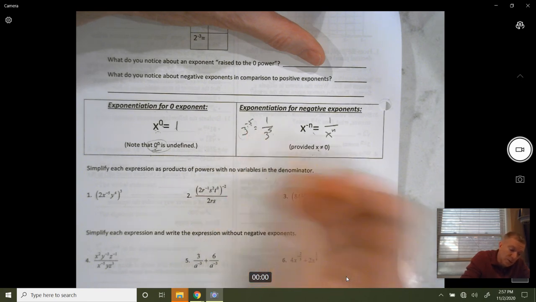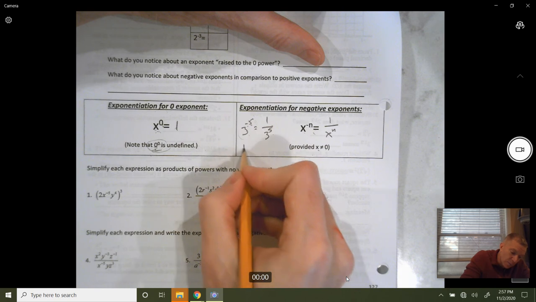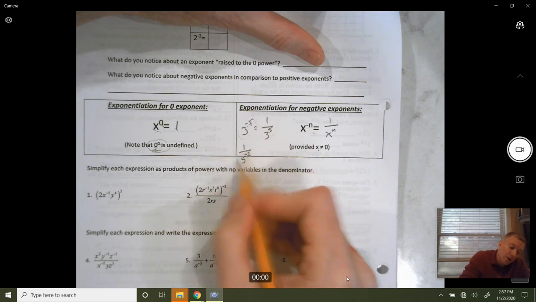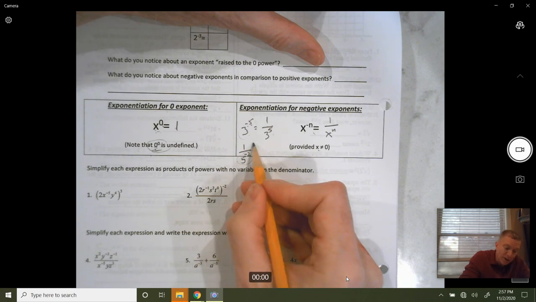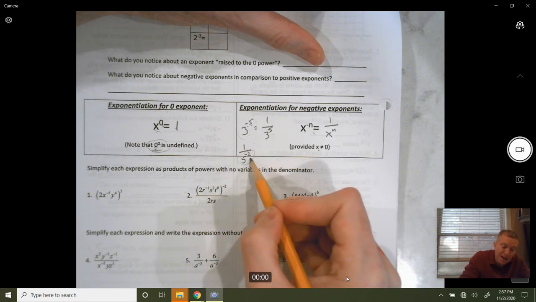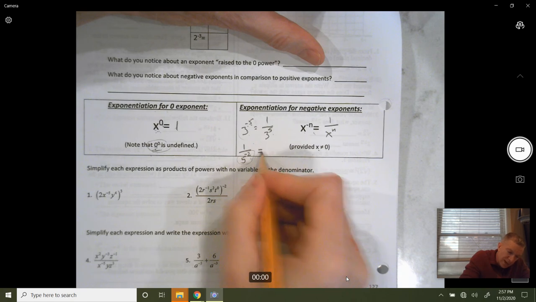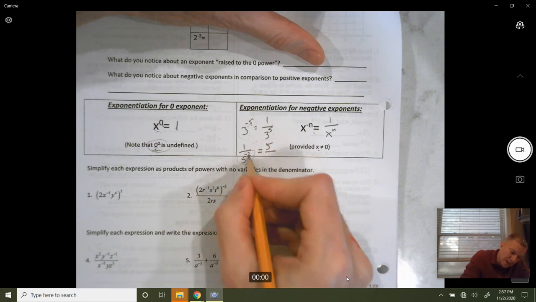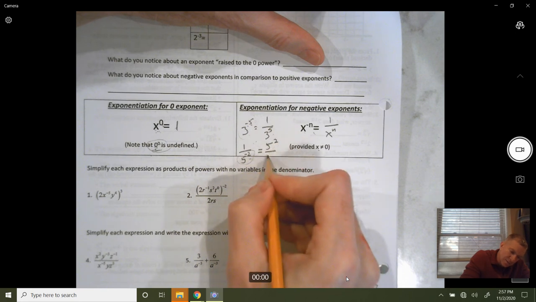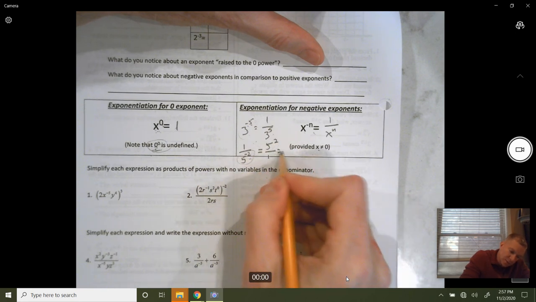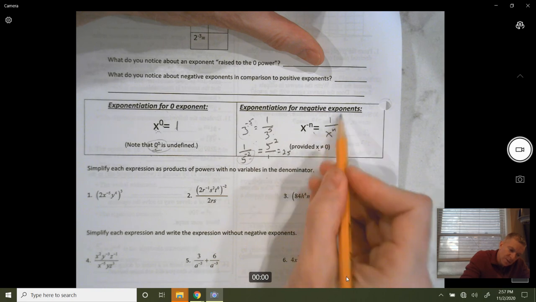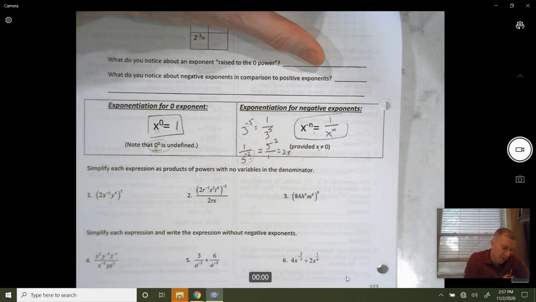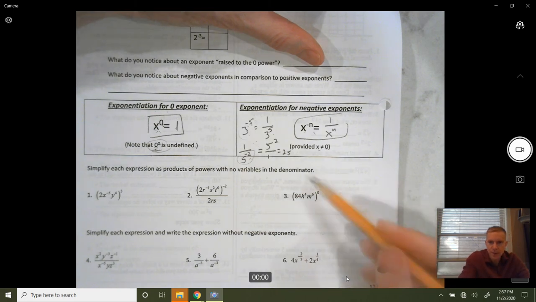You can do the same thing if it's in the bottom. If I have 1 over, let's say, 5 to the negative 2. If my goal is to make the exponent positive, I move the power to the top, and the exponent changes sign. So this really is just equal to 25. So these are two rules that you'll see, and I know that you know these rules from Algebra 1. And that's all for now.